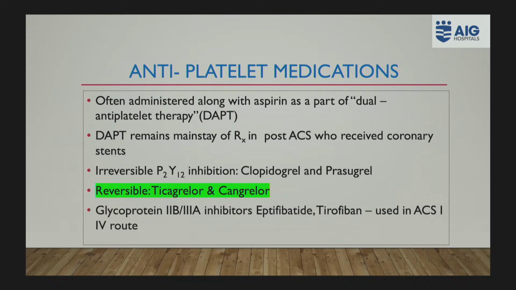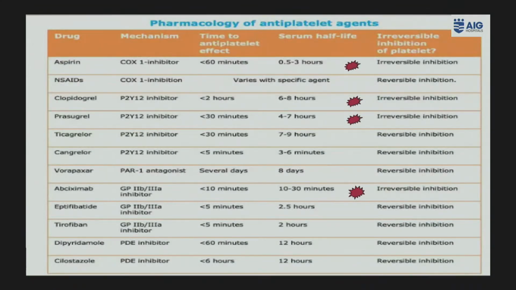These medications are often administered along with aspirin as a part of dual antiplatelet therapy. Dual antiplatelet therapy remains the mainstay of treatment in post-acute coronary syndrome patients who received coronary stents. Eptifibatide and tirofiban are used in IV form in acute coronary syndromes. They are glycoprotein 2B and 3A inhibitors. A table showing the irreversible antiplatelet agents includes aspirin, clopidogrel, prasugrel, and abciximab. The rest all have reversible action.